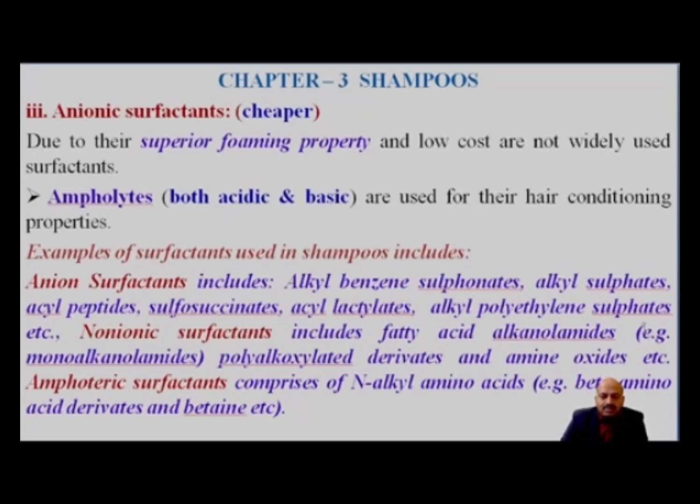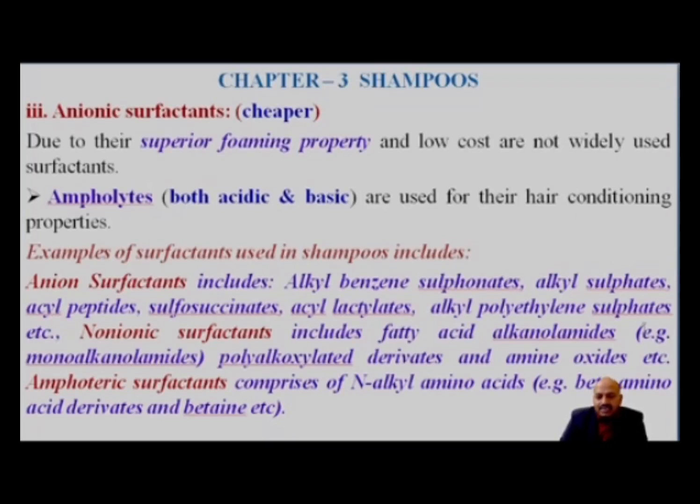Next is anionic surfactants. These are cheaper, and due to their superior foaming property and low cost they are widely used surfactants. They have more foaming property and are cheaper. And ampholytes, containing both acidic and basic nature, are used for their hair conditioning properties.